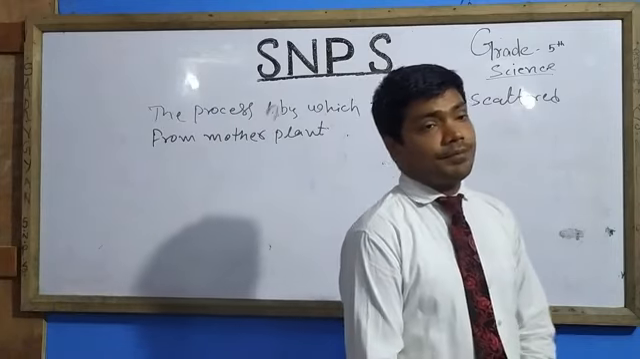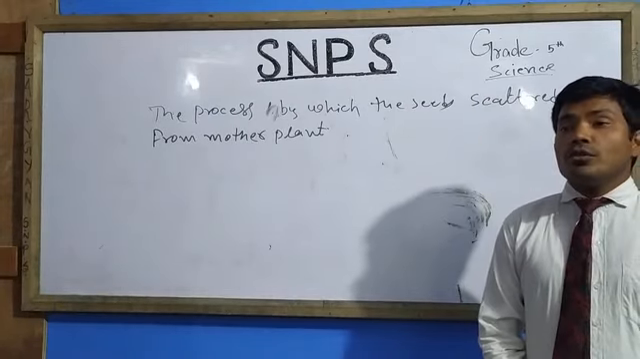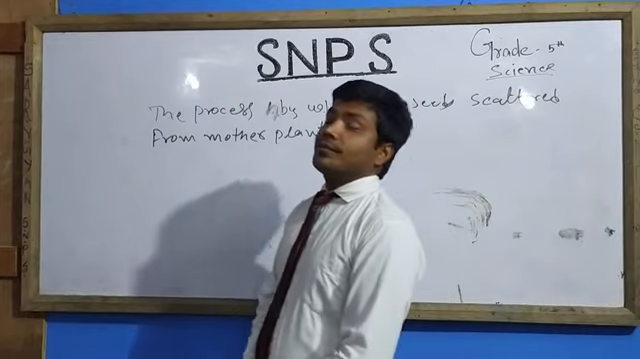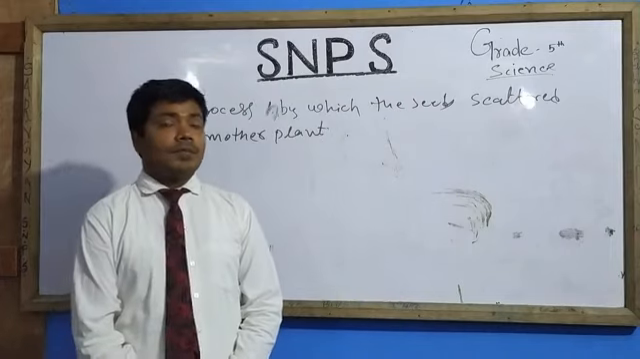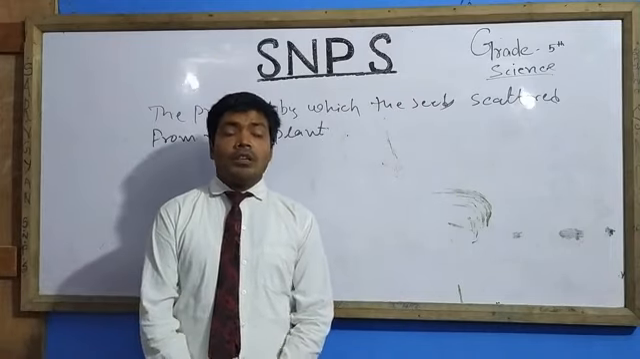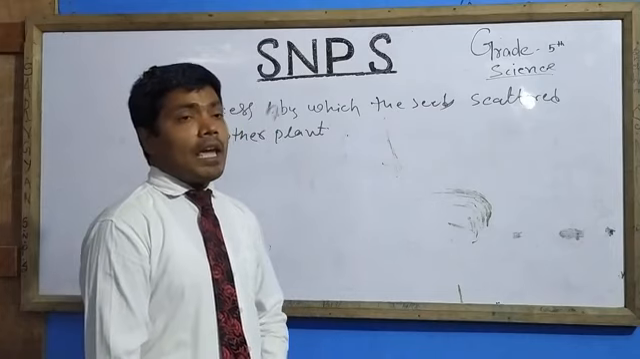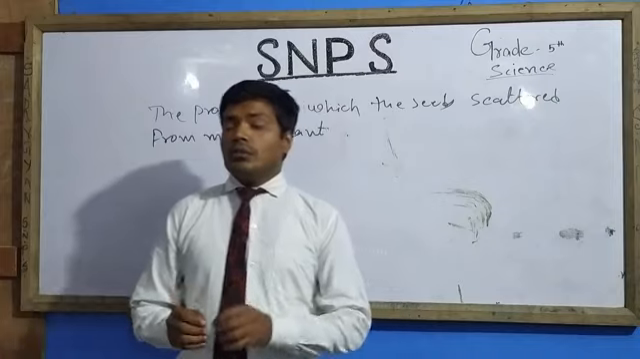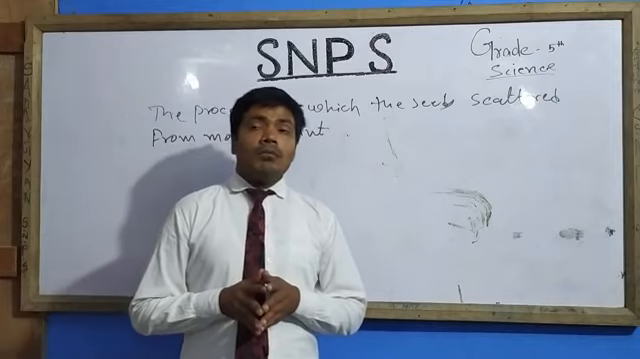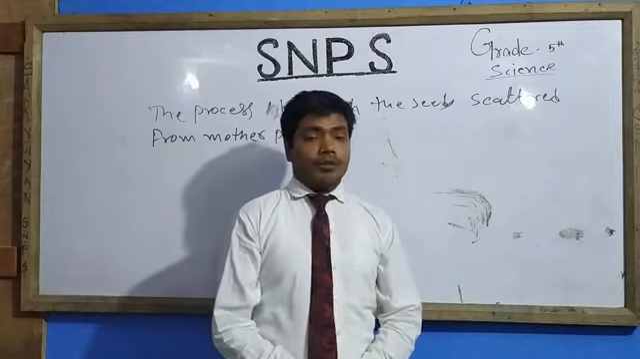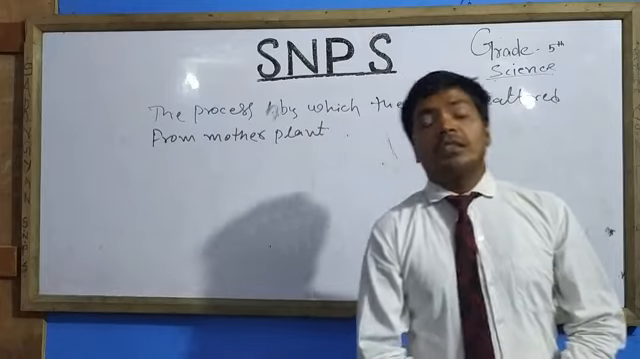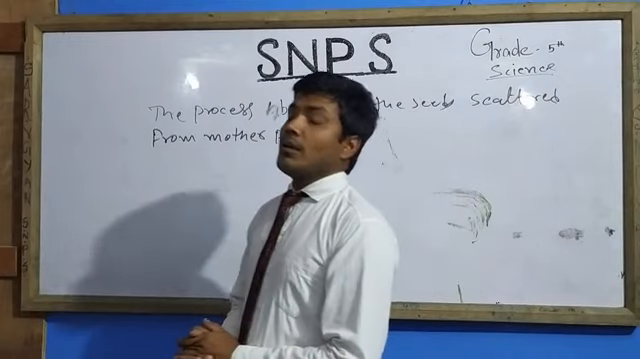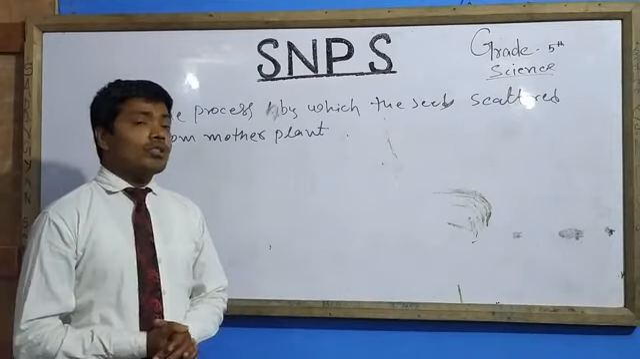Some plants produce a new plant by their root, like carrot. Carrot, when we cut the root of carrot and grow in soil, they grow into a new plant. That is called the reproduction by roots. Some plants reproduce through the stem.